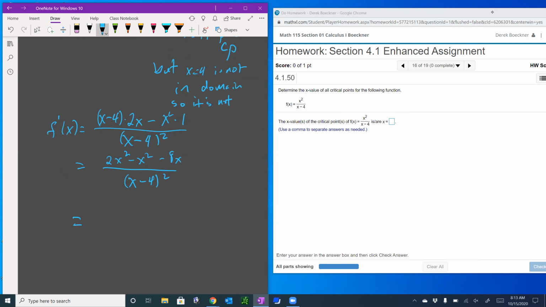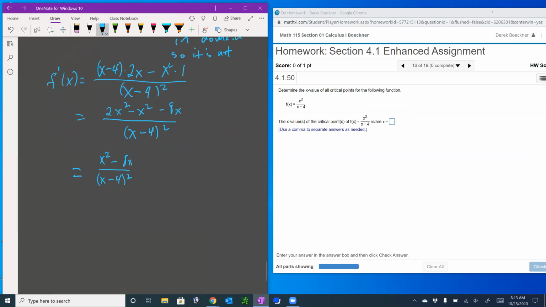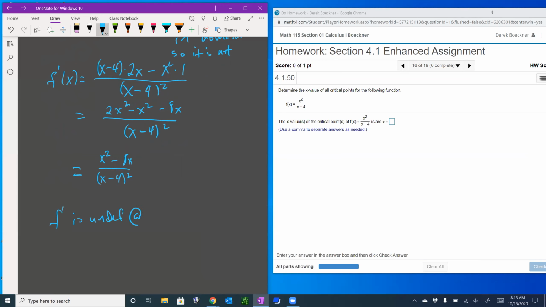So that's going to be 2x, just x squared. X squared minus 8x over x minus 4 squared. So f prime is undefined at x equals 4, but we already eliminated that one.